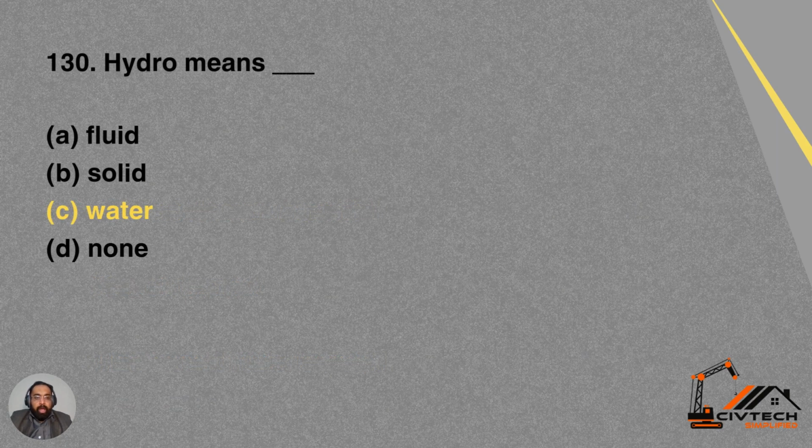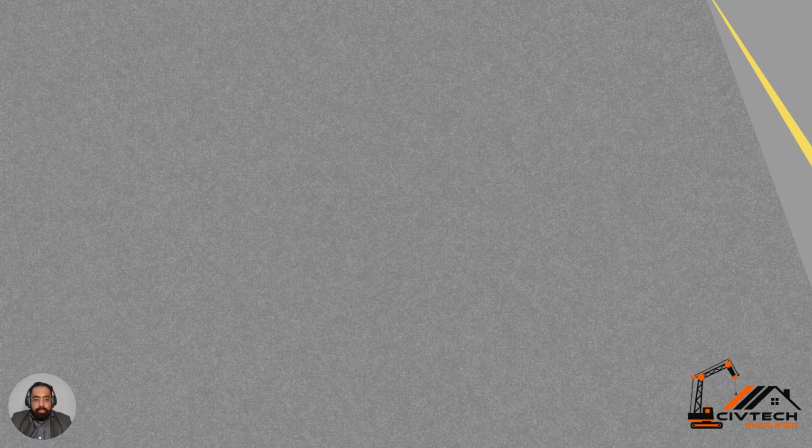Question number 130. Hydro means. What does hydro mean? Option A, fluid. Option B, solid. Option C, water. Option D, none of the above. So hydro means water. C is the correct answer.